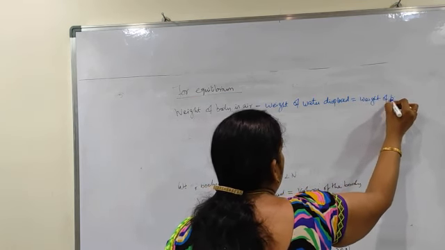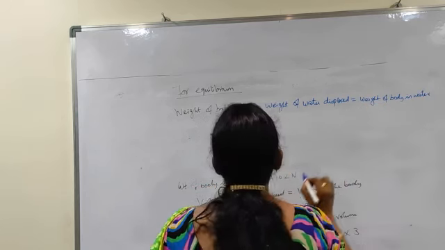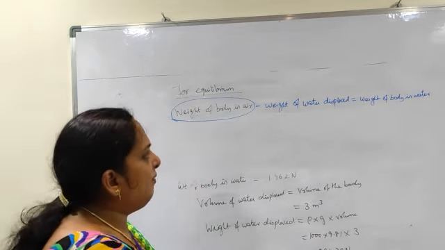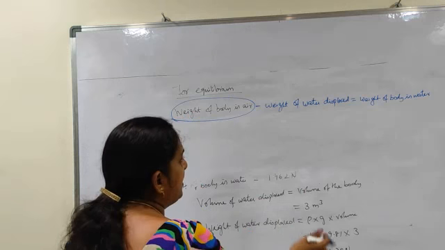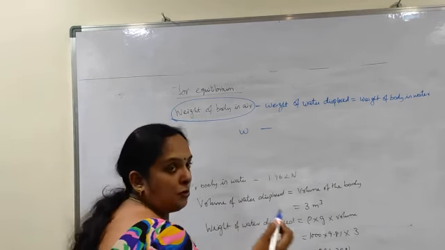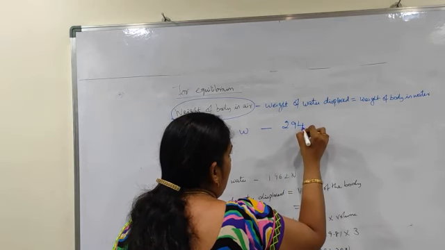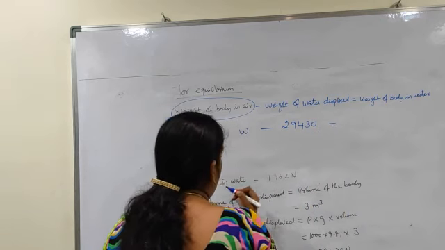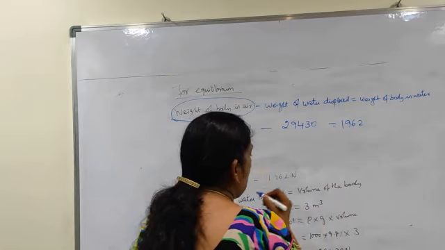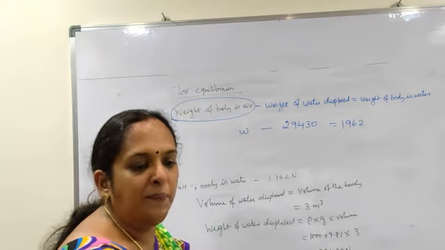So what they want to find out is the weight of the body in air. We know the weight of the water displaced. Say the weight of the body in air is not known, so W. The weight of the water displaced is 29,430 Newton. That is equal to the weight of the body in water, which they have given in the problem, 1962. Both are in Newtons. So now I have to find out the weight.